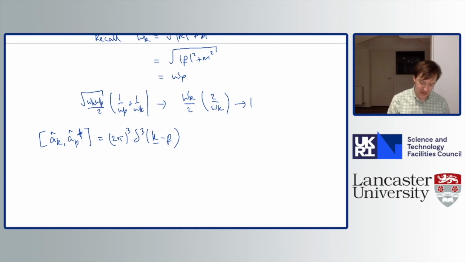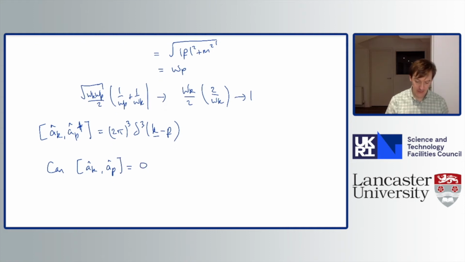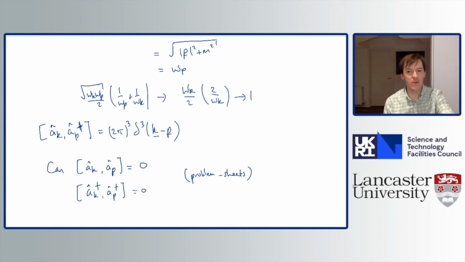Okay, so we've done one case. I believe in the problem sheet, you'll be asked to show the following other two results: A_k with A_p, and A_k dagger with A_p dagger, that both of these are equal to 0. So I'll leave that as an exercise for you to do in the problem sheets.